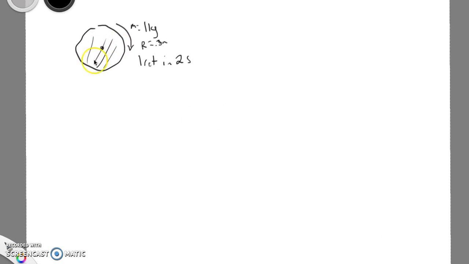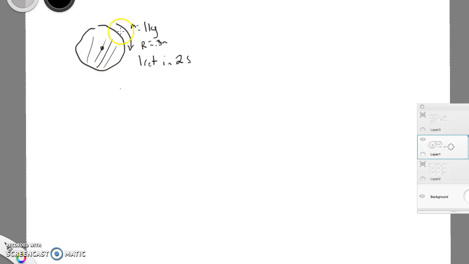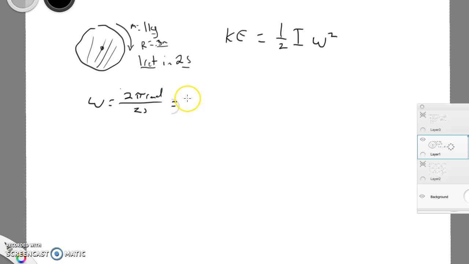Okay, we're going to do one last one here. We have a rotating disc. It's going to complete one rotation in 2 seconds. It's got a radius of 0.3 meters and a mass of 1 kilogram. And I want us to find its rotational kinetic energy, or 1/2 I omega squared. So we need to find omega, which is in radians per second. We know that we have one rotation in 2 seconds, which is 2 pi radians in 2 seconds. And so we get pi radians per second.